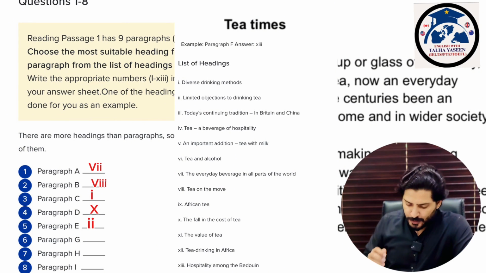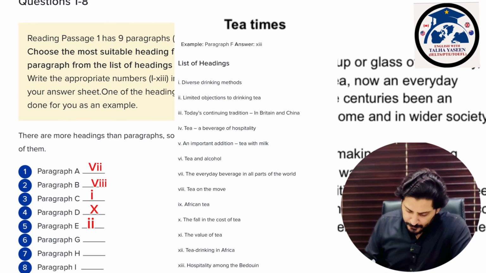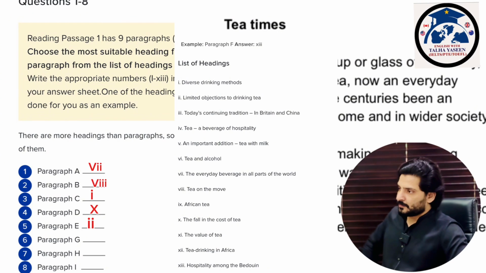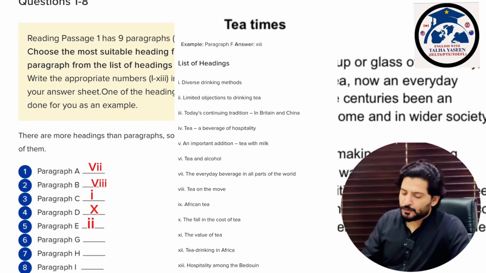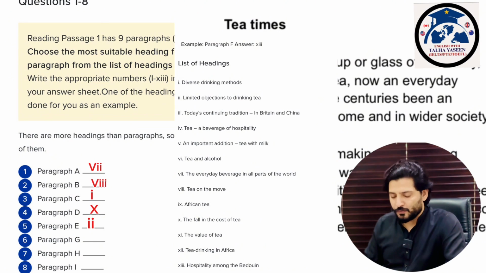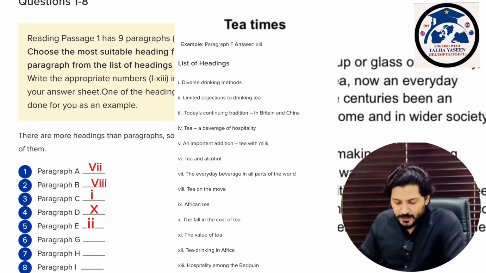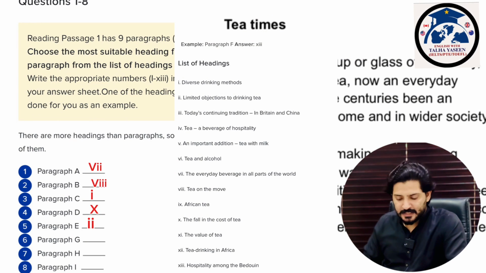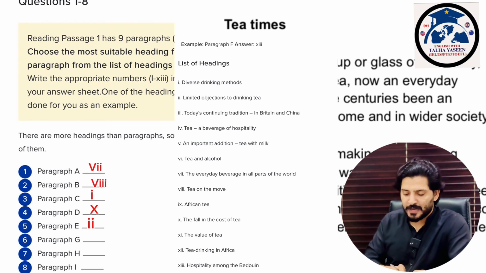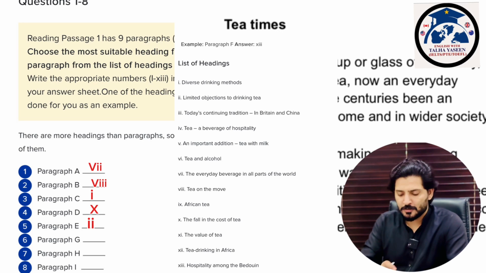Two types of objections are given. First of all, few religious groups object to tea drinking in Islamic cultures where drinking of alcohol is forbidden. Tea and coffee consumption is an important part of social life. So he mentions how people objected to tea drinking at first. So we will write 2 in front of paragraph E, and paragraph F has already been solved by the examiner, and its answer is 13. Hospitality among the Bedouin. So we won't read passage F. Let's move on to the next passage, passage G.